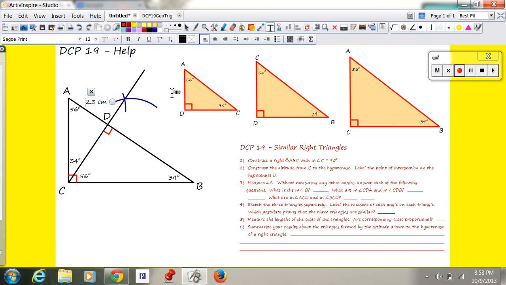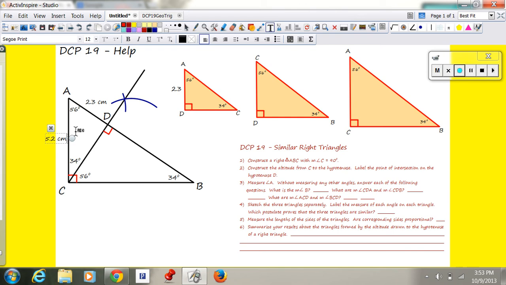That means I'd also put 2.3 here, because that would represent that side of the triangle. My short side of my little triangle would be right here. Let's say I measured this long piece right here, and it was like 5.2. I'm just making up some numbers. You're actually going to measure these sides and get real numbers.